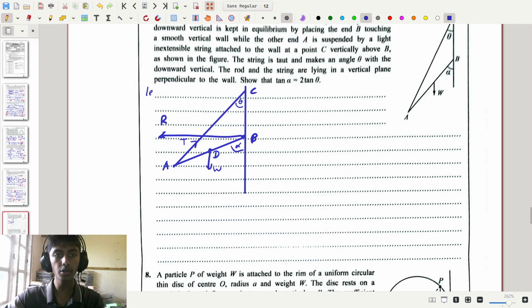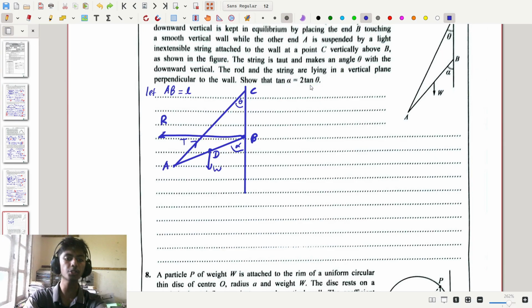Additionally, I'm going to let the length AB be equal to L. The reason I'm doing this is because it's going to be handy later. But for now, we'll just let it be L and leave it like that. So now given this, how would we analyze this situation and construct equations that we can use to show that tan alpha is equal to 2 tan theta?